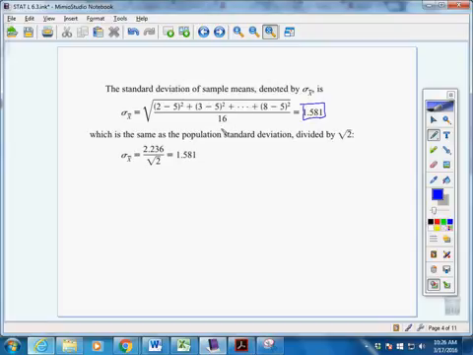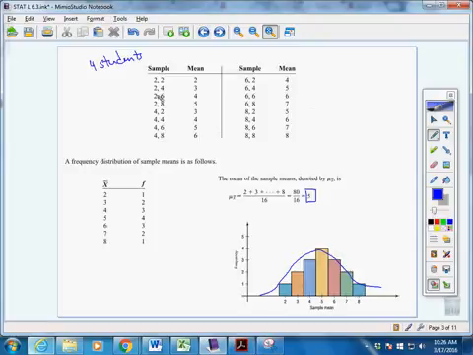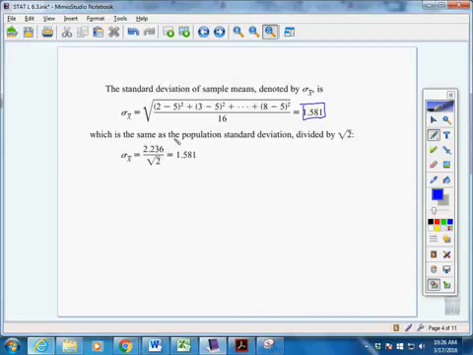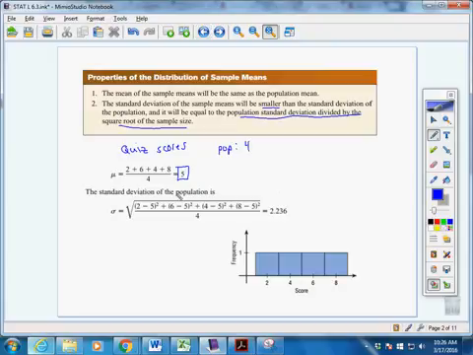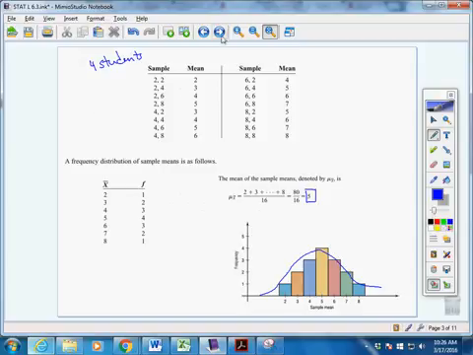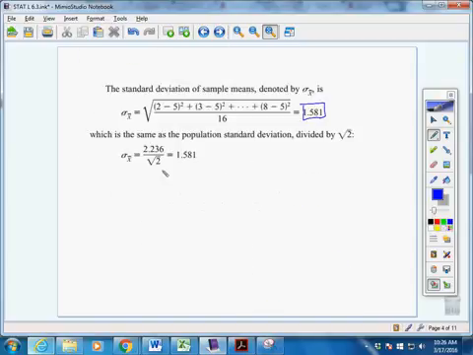Notice the 16 right here. 1, 2, 3, 4, 5, 6, 7, 8. There's 16 samples. So if you take that standard deviation, 2.236, and divide it by the square root of the sample size, in this case 2, because we took a sampling of 2, we get the same answer.